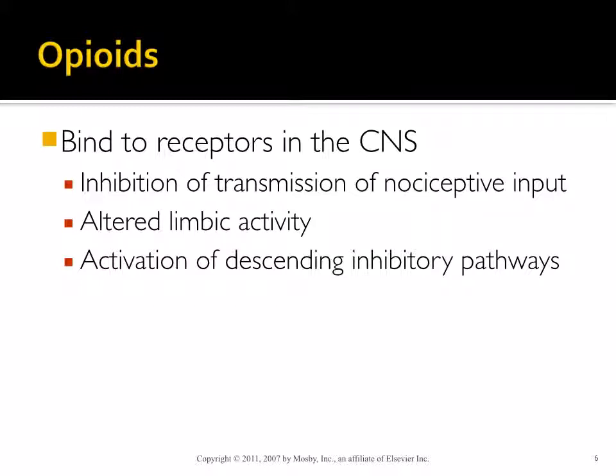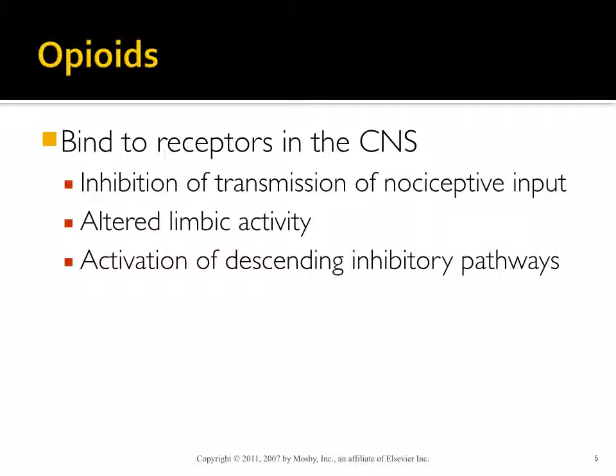Now, here it says inhibition of transmission of nociceptive input. So opioids try to stop the pain which you are experiencing through the nociceptive way. Nociceptive pain is caused by damage to or dysfunction of the nerves. Sorry, no, I'm saying the opposite.